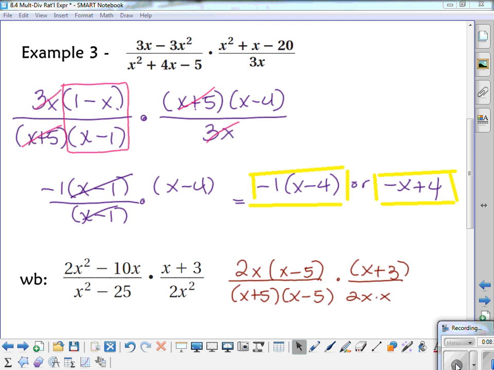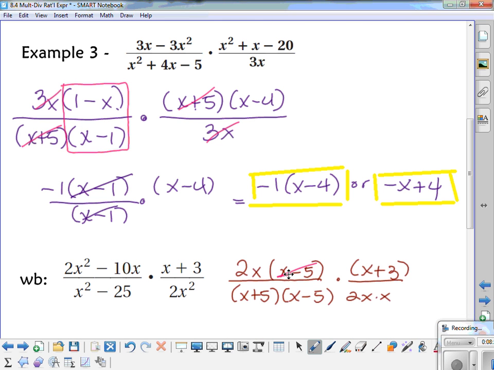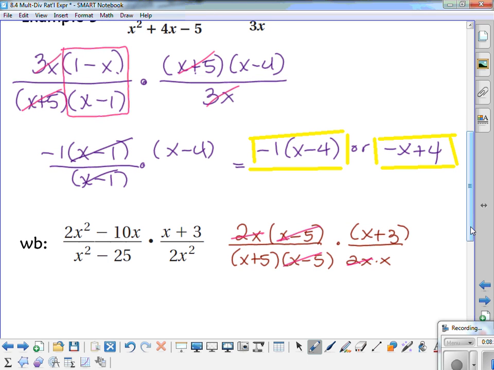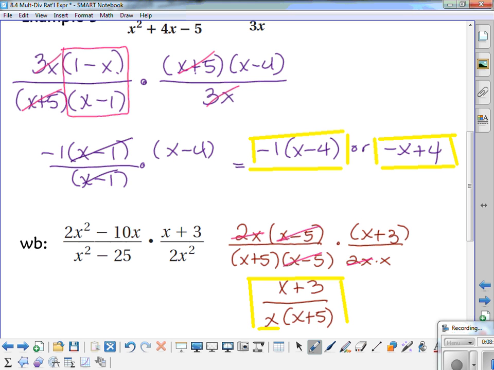Okay, so when you factor it, you can cancel out the x minus 5s, and you can cancel out a 2x and a 2x, and you're just left with x plus 3 on top, and then x times x plus 5 on the bottom. And again, if you leave it factored like that, I'm totally fine with that. Some of you distributed it. Either way is fine. But generally speaking, I'm probably going to leave it in factored form.